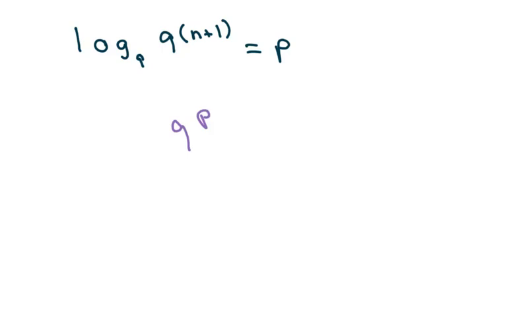Okay, and let's do a couple more. We have log base 9 of 9 to the n plus 1. We want to evaluate this, so we set this to p. If we rewrite this, we have 9 to the p equals 9 to the n plus 1. My bases are the same, so clearly p equals n plus 1.